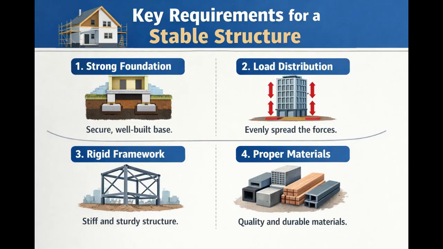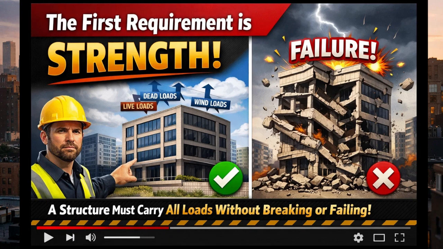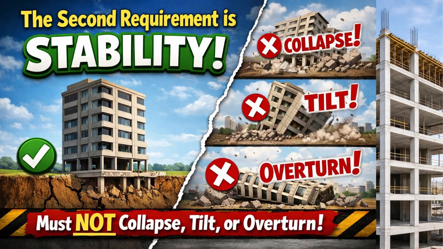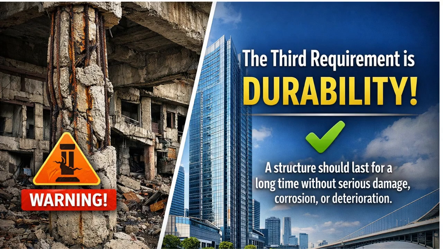Main requirements of a safe structure. For a structure to be safe and reliable, it must meet certain basic requirements. The first requirement is strength. A structure should be strong enough to carry all applied loads without breaking or failing. The second requirement is stability. The structure must remain steady and should not collapse, tilt, or overturn under any condition. The third requirement is durability. A structure should last for a long time without serious damage, corrosion, or deterioration.